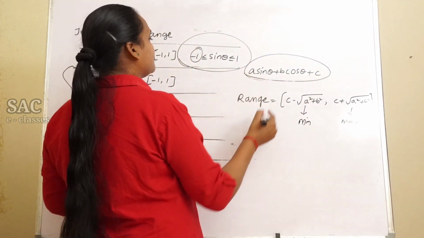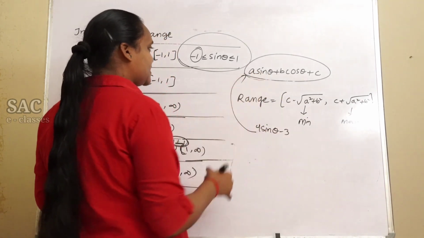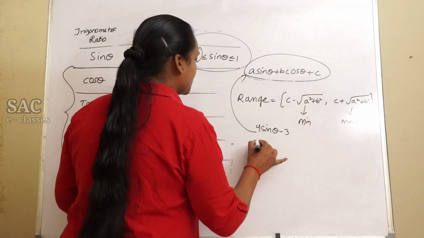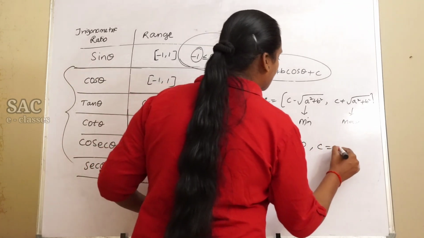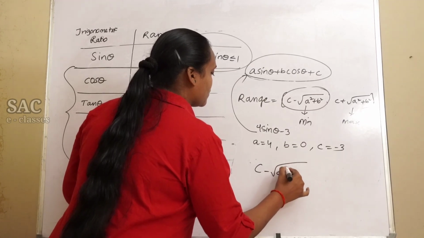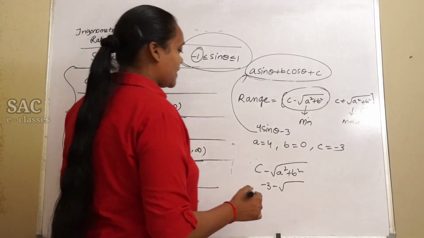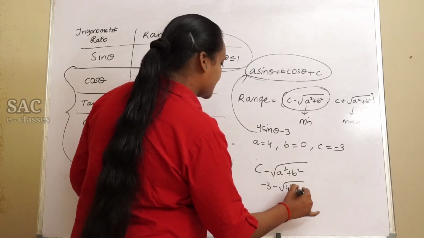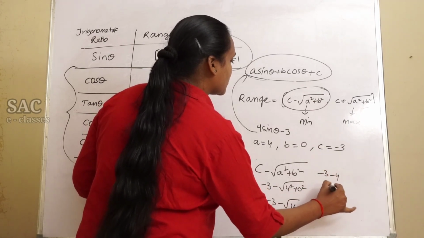Now if you observe, they gave 4 sin theta minus 3. Let us compare this with our general form of the trigonometric expression in terms of sin and cos. a equals 4, there is no cos theta term, so let us take b equal to 0, and the constant term is -3. You want the minimum. What is the formula for that? c minus root over a square plus b square. -3 minus root over 4 square plus 0 square. -3 minus root 16, -3 minus 4, which is -7.